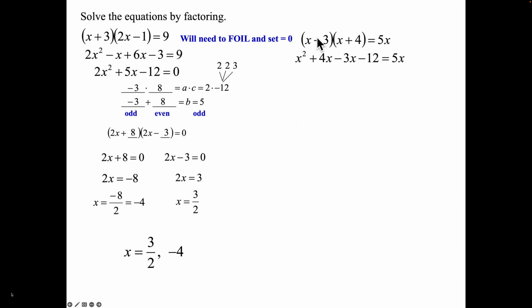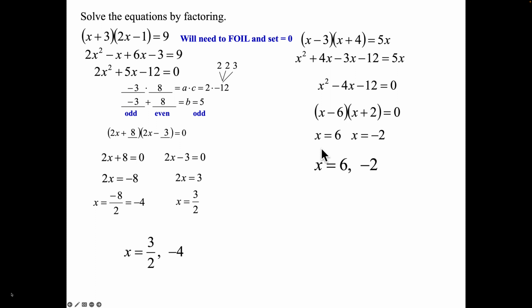So here, we've got to FOIL this out. It's not equal to 0. So x squared plus 4x minus 3x minus 12. So 4x minus 3x is 1x, but then I've got to subtract over the 5x, and 1x minus 5x is going to be minus 4x. And now we factor it. Well, let's see, we've got a minus 12, so it's going to be x plus something, x minus something. I'm looking at x plus 2, x minus 6. There they are. X equals 6, x equals negative 2, and there are my answers.